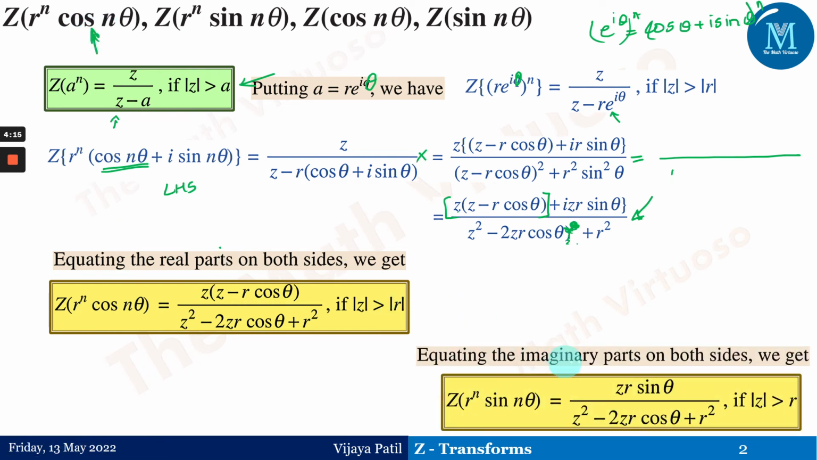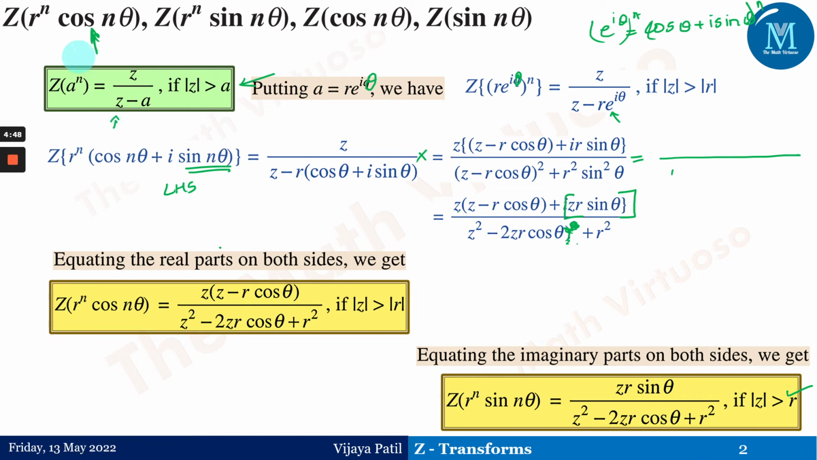Again, if we equate the imaginary parts, this is the imaginary part. So the Z transform of r to the power n sin of n theta is equal to, now we have to consider this one here, z r sin theta upon z square minus 2 z r cos of theta plus r square, if the ROC is mod of z greater than r, or you can say mod of z greater than mod of r. There is no problem as such over here.